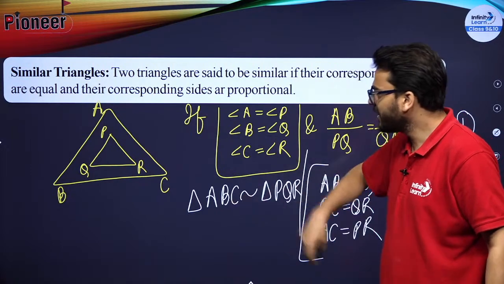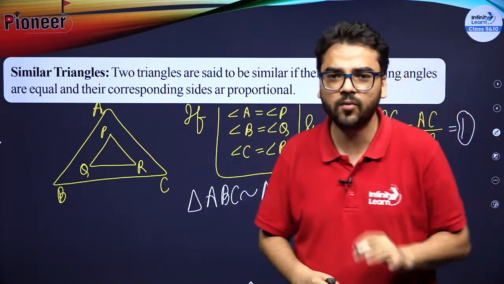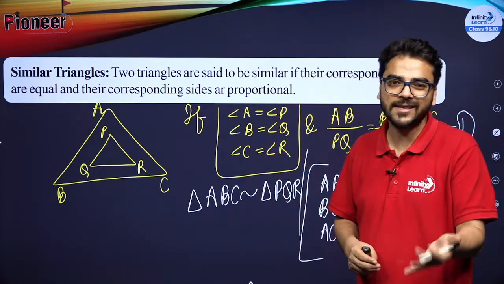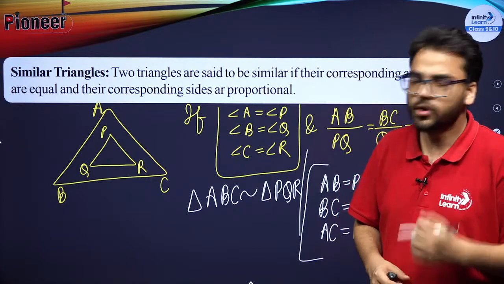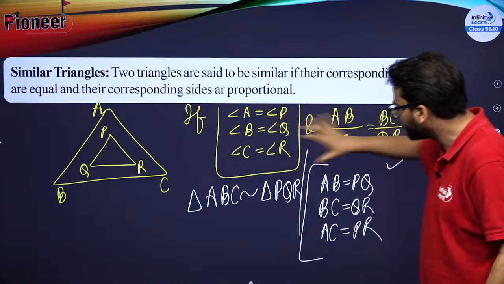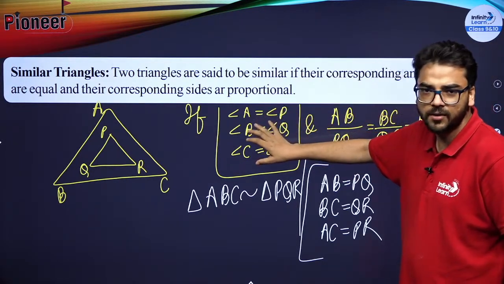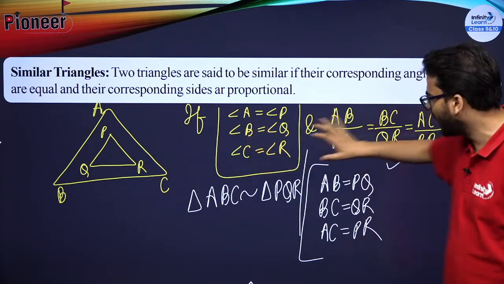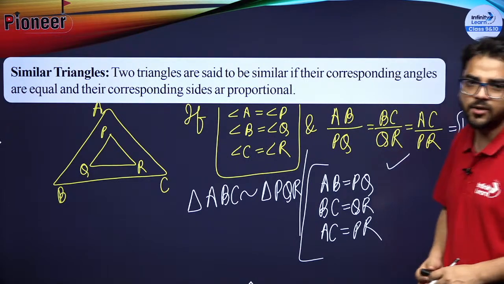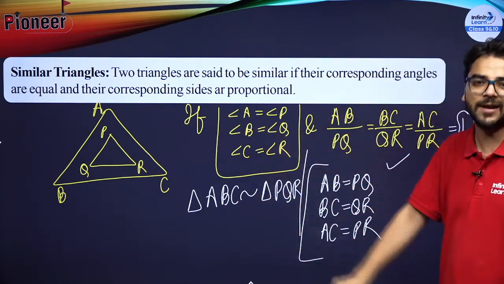Now again I am repeating, two triangles are similar if their corresponding angles are equal and the ratio of corresponding sides are equal, or you say that corresponding sides are proportional. So the question arises, do we need to prove every time all these things to be equal? Do we need to prove all the three pairs of angles to be equal and the three pairs of corresponding sides to be proportional? The answer to it is no. Every time you don't need to prove all of these things simultaneously.